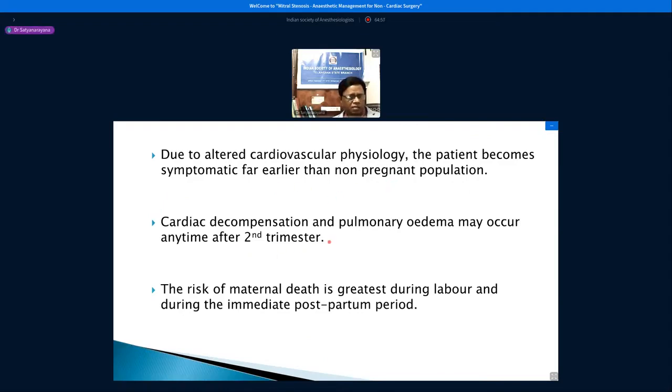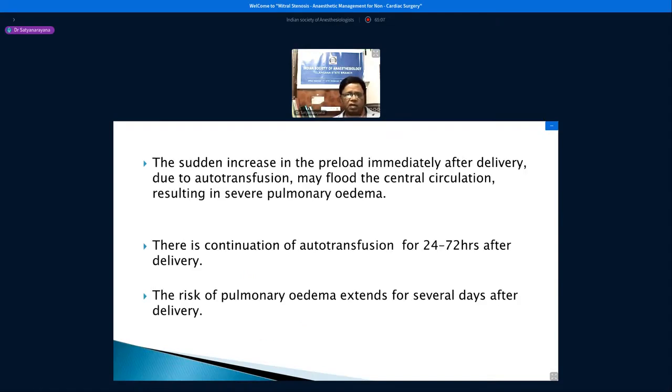So cardiac decompensation and pulmonary edema may occur at any time after the second trimester. The risk of maternal death is greatest during labor. I already told the reason, and also during the immediate postpartum period. The sudden increase in preload immediately after delivery because of autotransfusion from uterine contraction may flood the central circulation, resulting in severe pulmonary edema. There is a continuation of autotransfusion even after 24 to 72 hours of delivery. So you have to be careful even until that time. The risk of pulmonary edema extends for several days even after delivery.